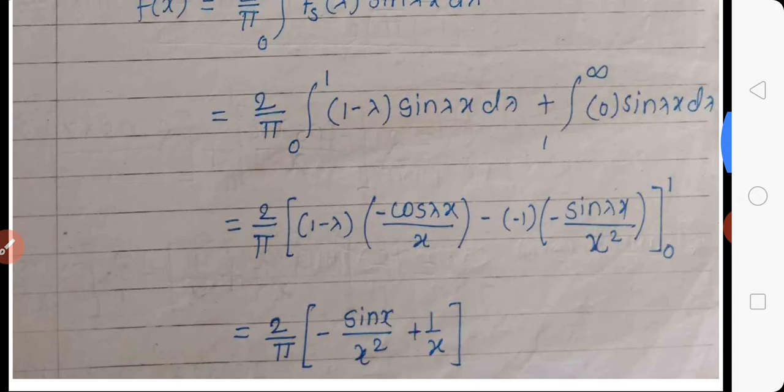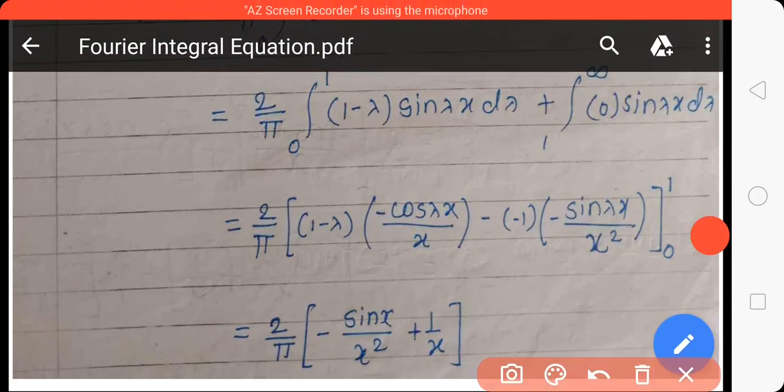Here first we take u as constant. Here u is 1 minus lambda. We take 1 minus lambda as constant and take the integration of sin lambda x. The integration of sin lambda x is minus cos lambda x upon x. Minus, we take the derivative of u. The derivative of 1 minus lambda is minus 1, and the double integration of sin lambda x is minus sin lambda x upon x square. Now we put the limits from 0 to 1.